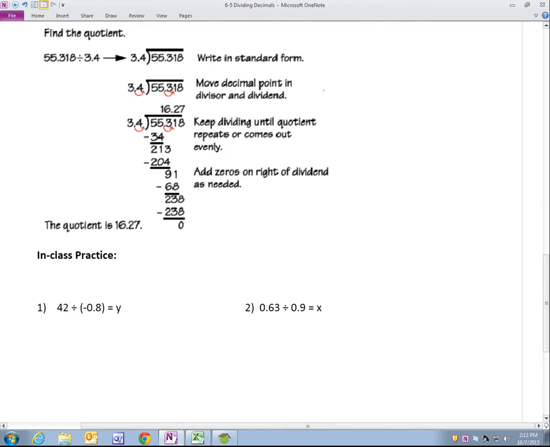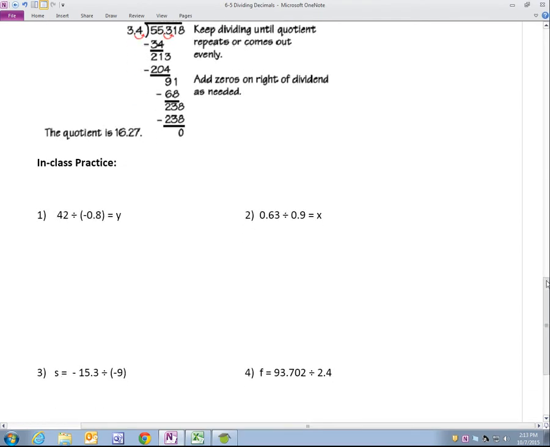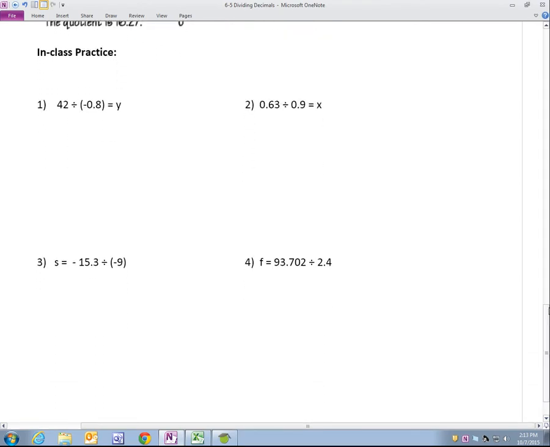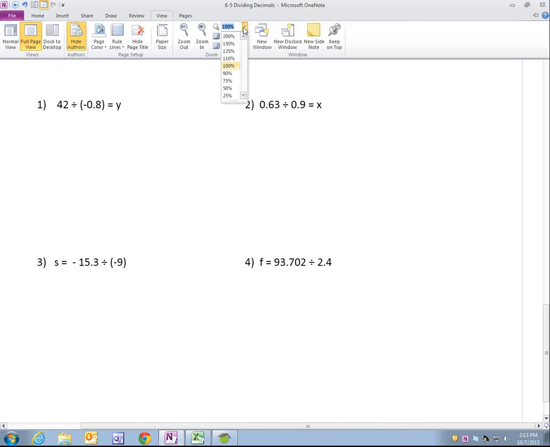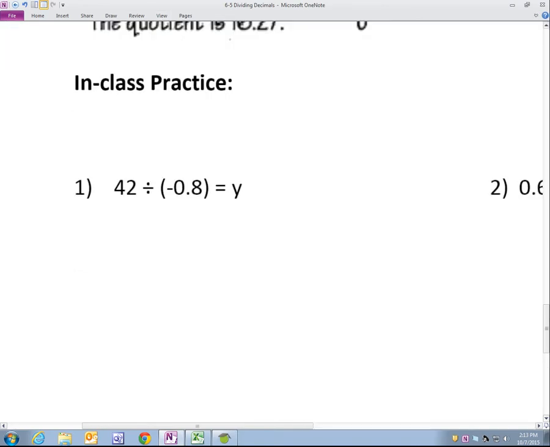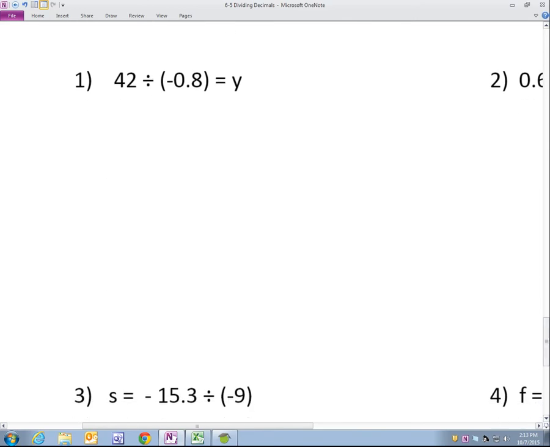Then we add the zeros to the right of the dividend as needed. The quotient for that one is 16.27. The reason why I rushed through it a little bit is because A, you had this last year, and B, that stuff you should know, but we're just getting it so you have an opportunity to really master this stuff because it has to do with some negative numbers.